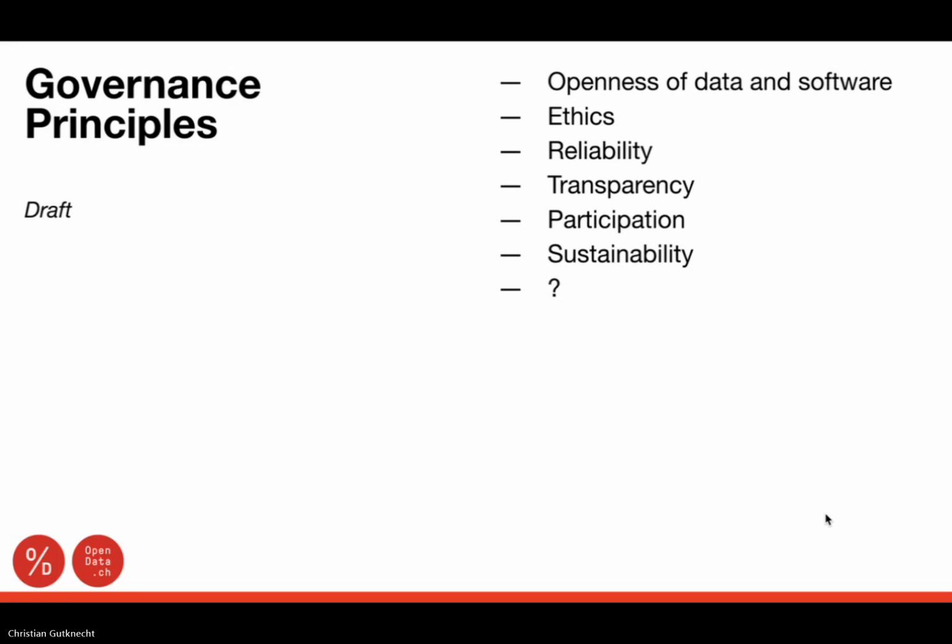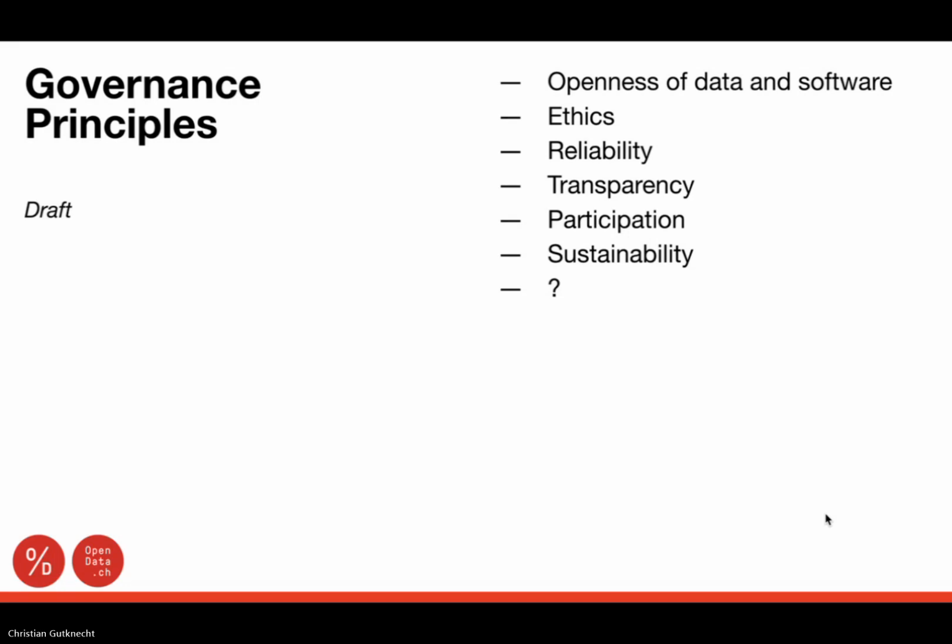Ethics, kind of self-explanatory. The API should be run reliably, so that it can be integrated also into other services. We can also think about service level agreements at that point. Transparency, I think that's very much what we're doing right now. All the decisions, everything around the API, all the development should be done in the open, transparently, also to improve and build trust.